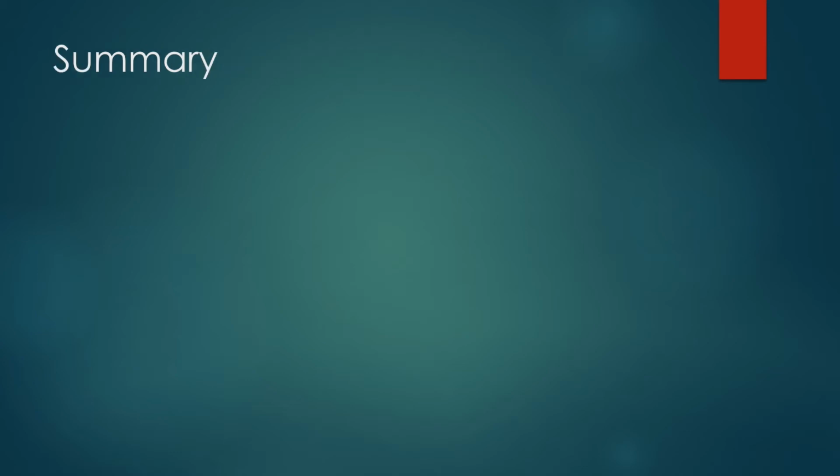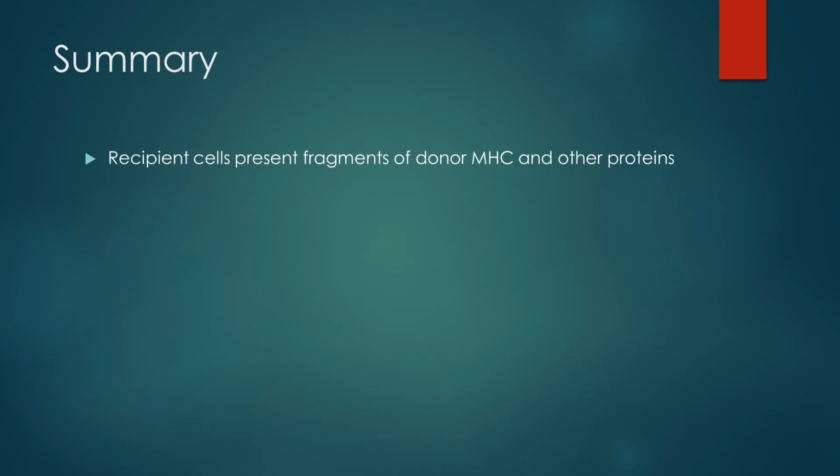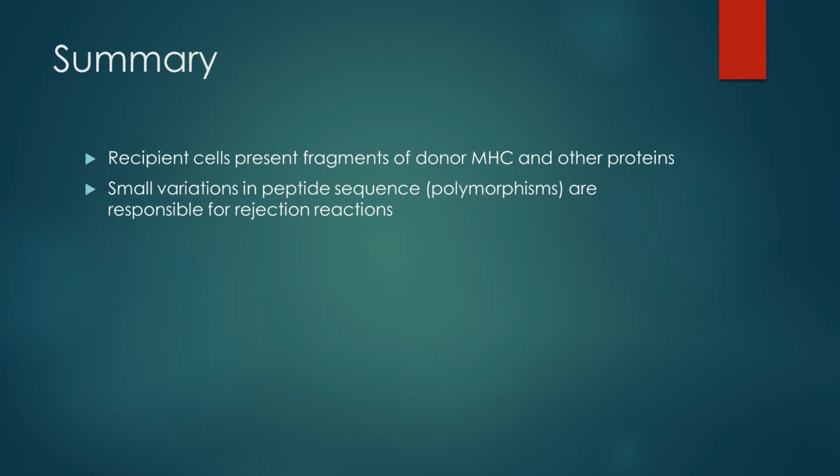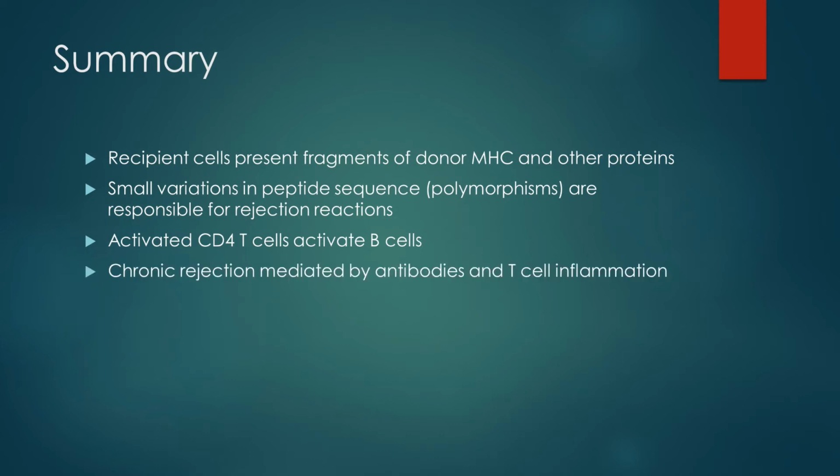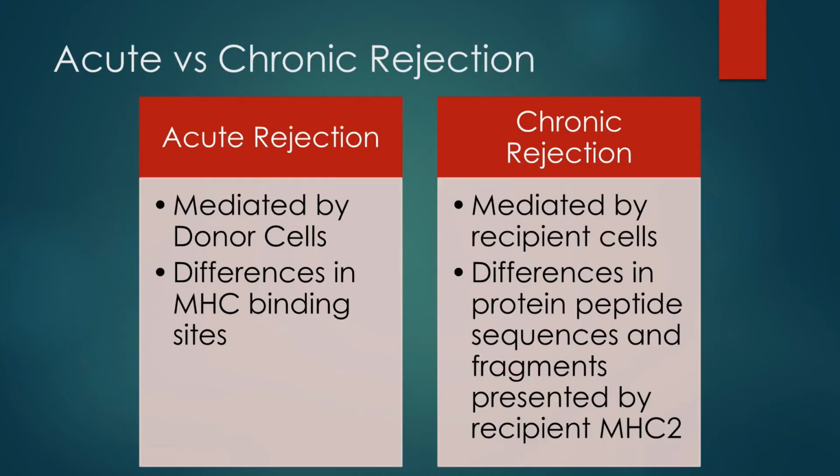To summarize, chronic rejection is a form of rejection in which antigen-presenting cells present fragments of donor MHC and other donor proteins. When these fragments are different from recipient MHC fragments due to small variations in amino acids amongst individuals, CD4 T cells may become activated and help activate B cells to make antibodies against donor MHC proteins. These antibodies mediate chronic rejection in partnership with inflammation from activated CD4 T cells. We will end this video by comparing acute and chronic transplant.